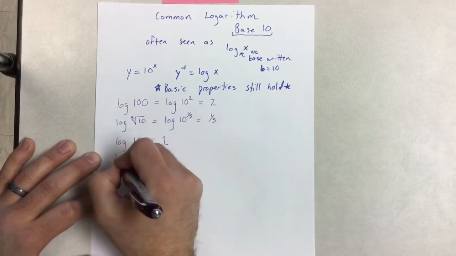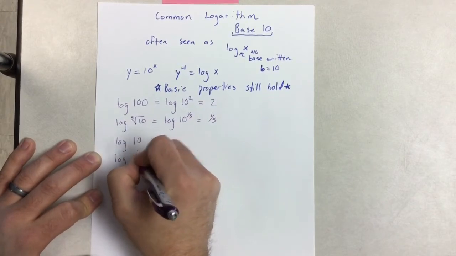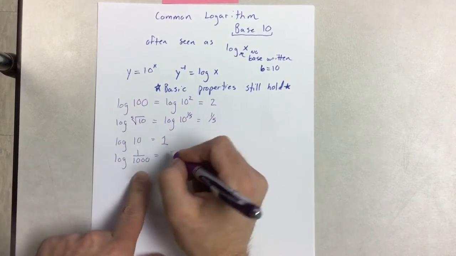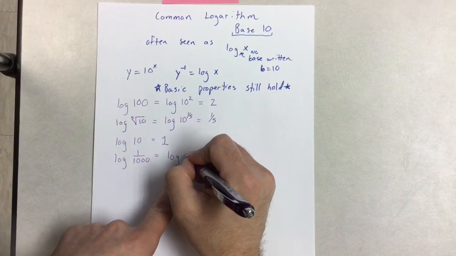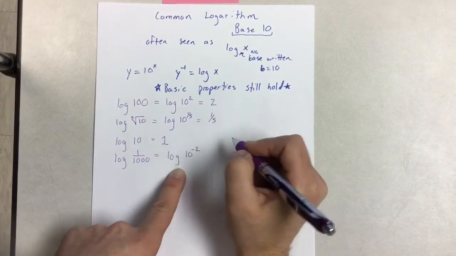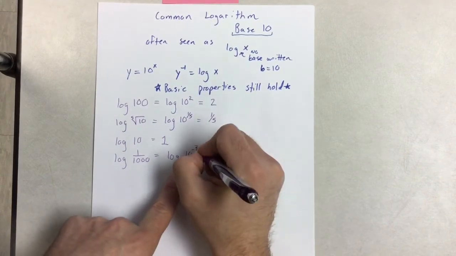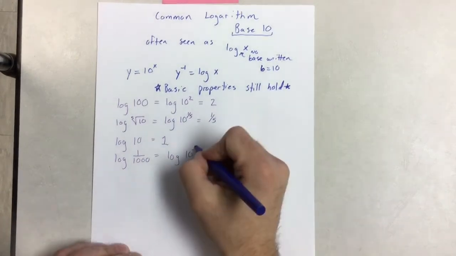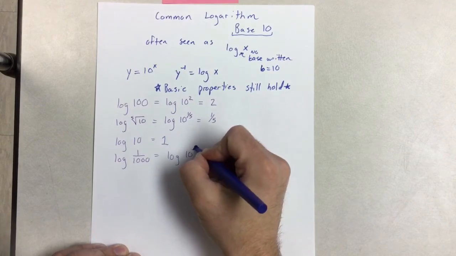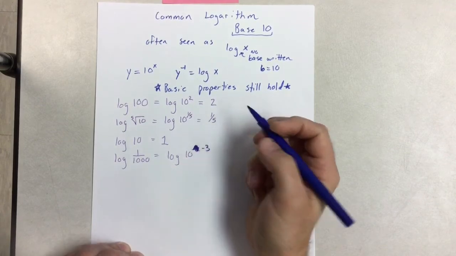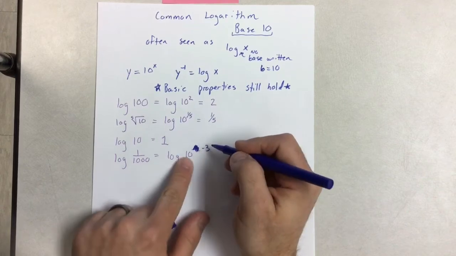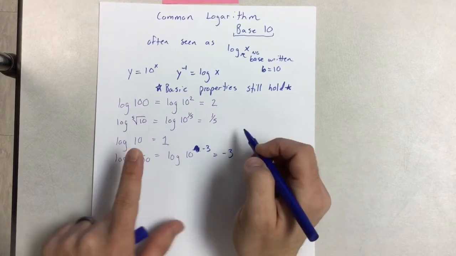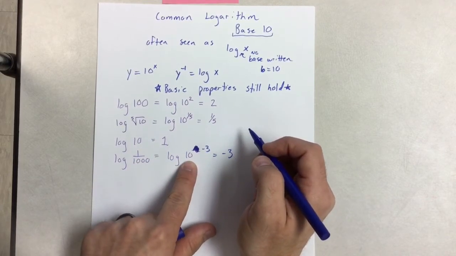Let's try another. Log of 1 over 1,000. Now I'm going to have a negative value here. It's log of 10 to the negative second power. Actually, it's wrong. I could have played that off as knowing that I made a mistake, but I'm not going to do that to you guys. So 10 to the negative third power, so it equals negative 3. It's all about rewriting it in terms of your base.